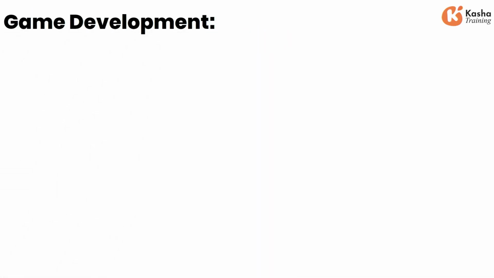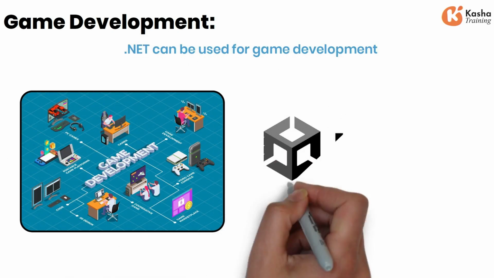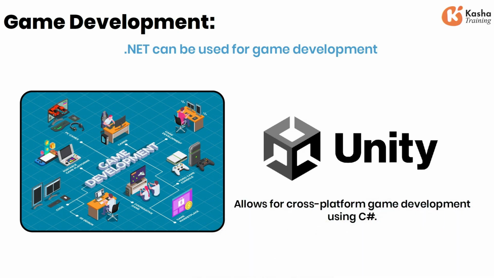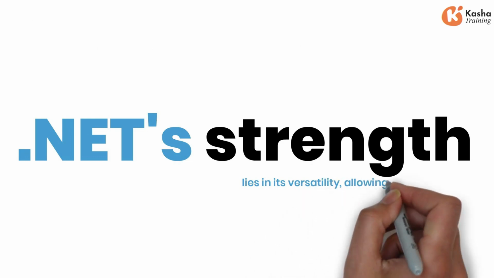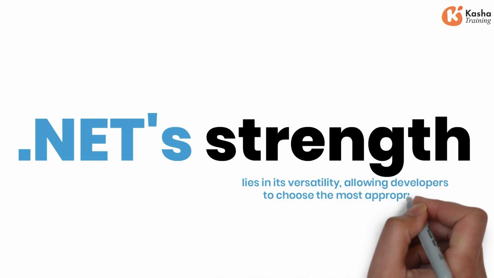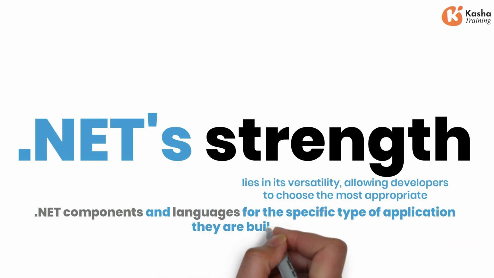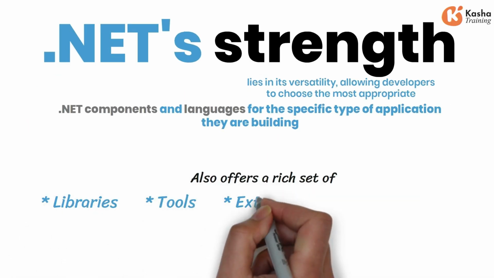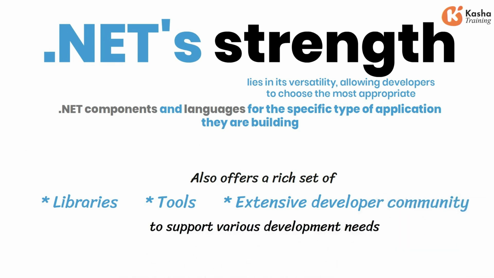Game development. While not as common as some other platforms, .NET can be used for game development, especially with the Unity game engine, which allows for cross-platform game development using C#. .NET's strength lies in its versatility, allowing developers to choose the most appropriate .NET components and languages for the specific type of application they are building. It also offers a rich set of libraries, tools, and an extensive developer community to support various development needs.